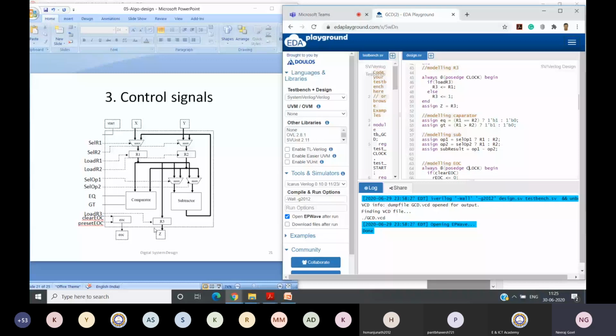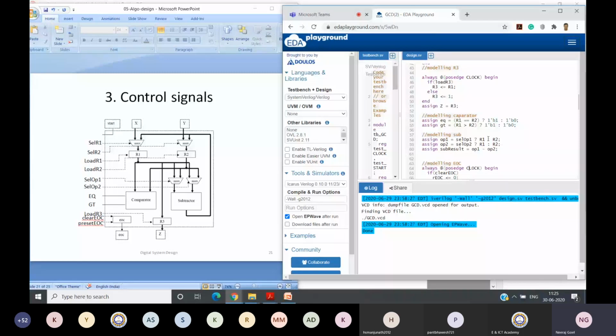Similarly, the subtraction part. There are 2 things. One, we have to implement this mux. The mux is implemented by saying that if select op1 is 1, then R1 should be equal to op1. If select op1 is 0, then R2 would be equal to op1. Similarly here also, op1 and op2 are calculated, and then the subtract result is generated. You will see op1, op2, sub result, all of these are wires.